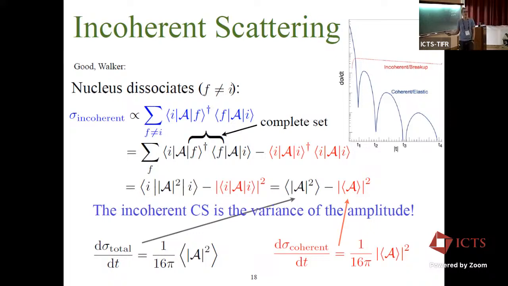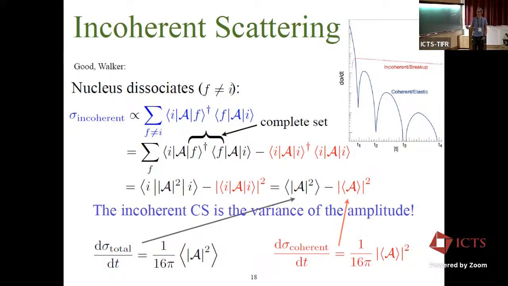very similar to what we had in the pion case, but the difference now is, of course, that we have a different final state than in the coherent case. So this again gives you a variance of the amplitude. So the fluctuations of the amplitude is directly proportional to the incoherent. So we can probe two things here. We can probe the size of the nucleus through coherent scattering, and we can probe the fluctuations at different scales in t through the incoherent diffraction.